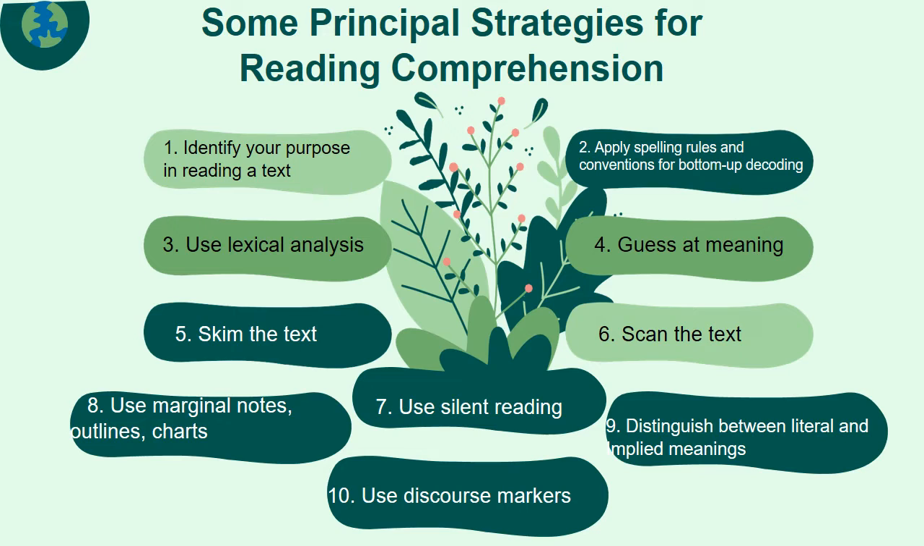The fifth, skim the text for the gist and for main ideas. The sixth, scan the text for specific information such as names, dates, and keywords. The seventh, use silent reading techniques for rapid processing. The eighth, use marginal notes, outlines, charts, or semantic maps to understand and retain information. The ninth, distinguish between literal and implicit meanings. And the last, use discourse markers, such as in addition and however, to process relations.